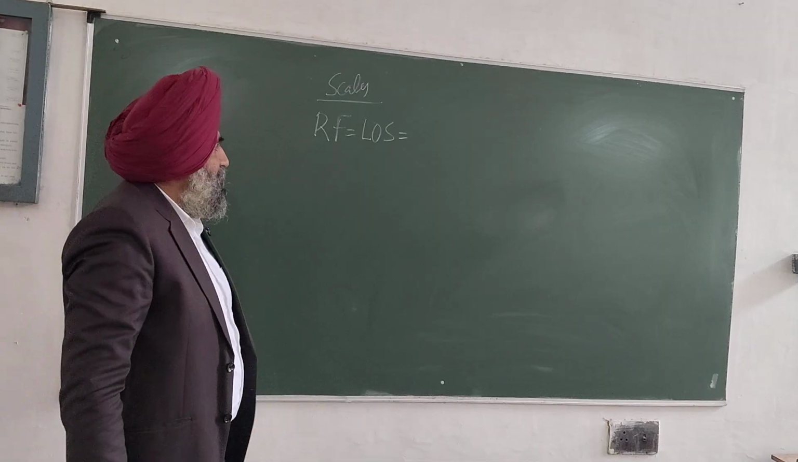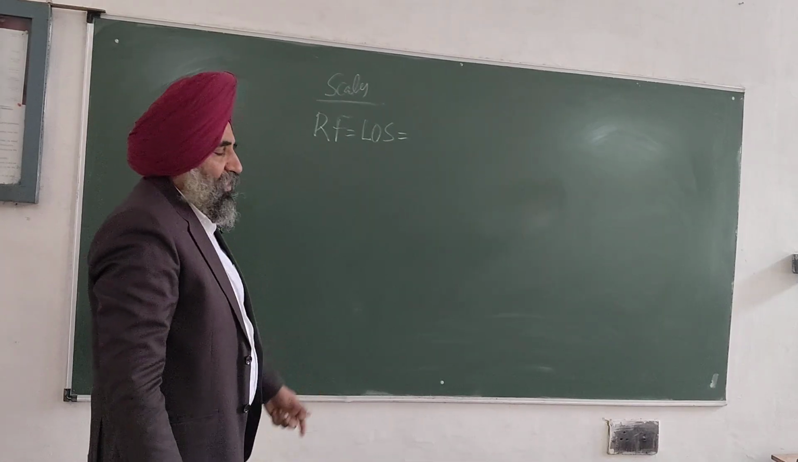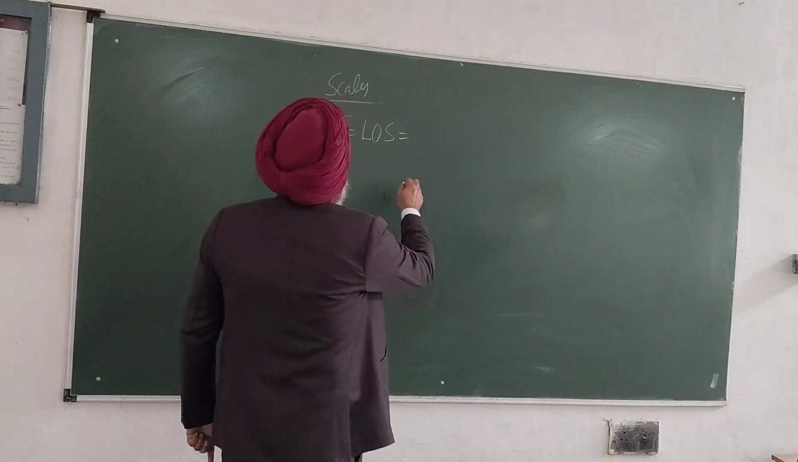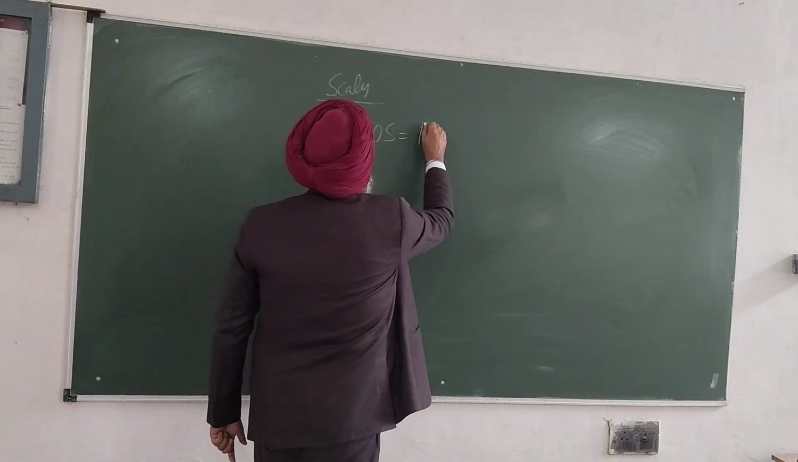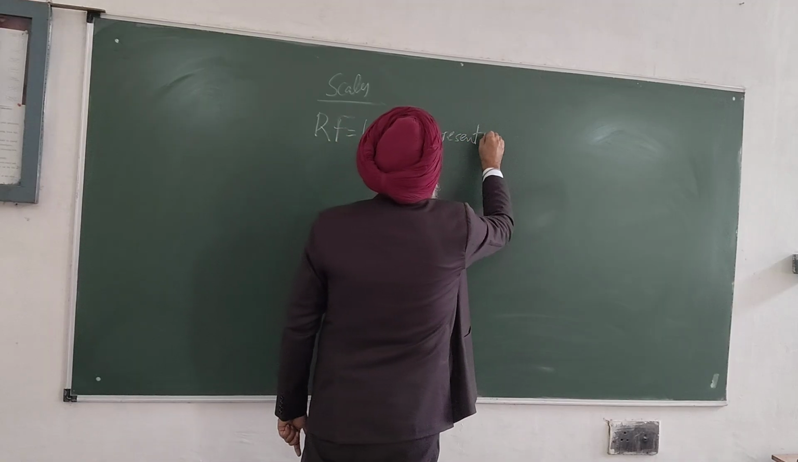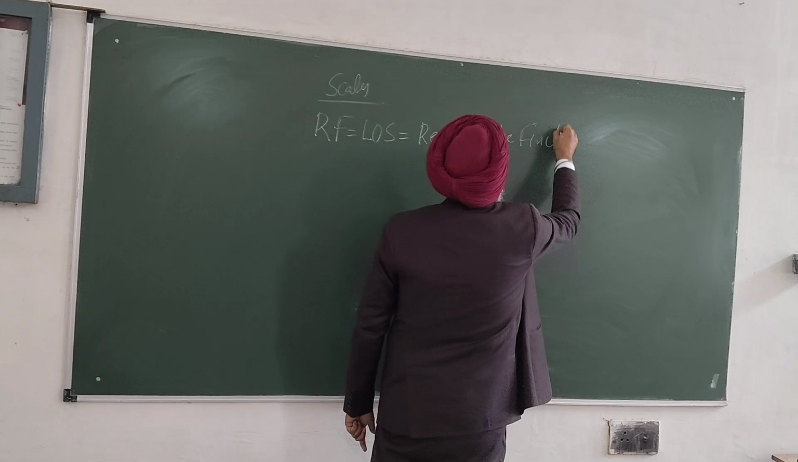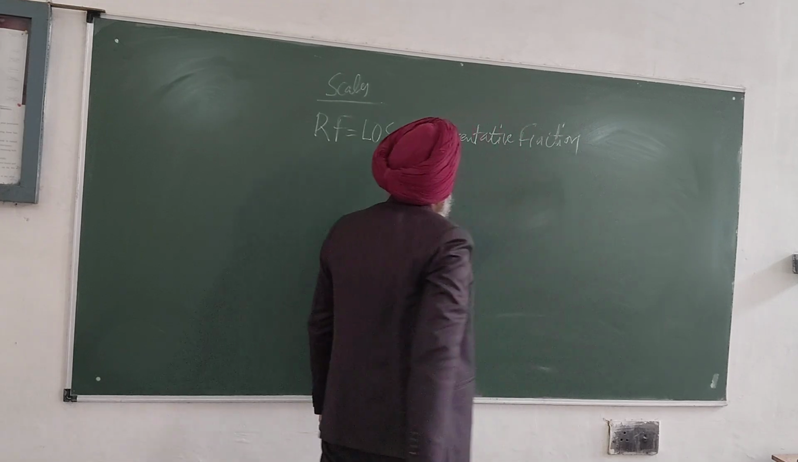So this decides whether the scale is the enlarging scale, reducing scale, full size scale or normal scale. So what is RF? RF is called a representative fraction.